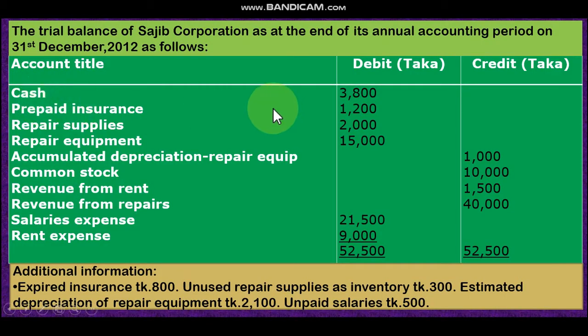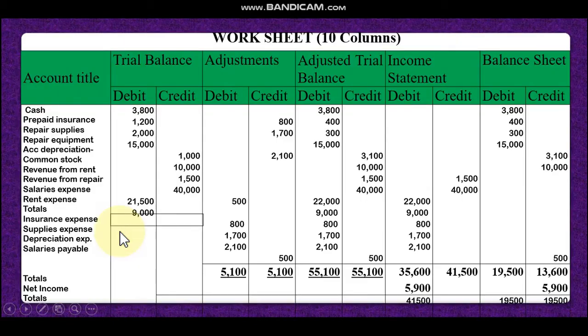Look at here, we have cash 3800, prepaid insurance 1200, repair supplies 2000, repair equipment 15000, then common stock, then revenue from repair, salary expenses, rent expenses. Dear student, our first activity is that we have to write cash to rent expenses. That means we have to write all items in this column. All account titles will be here, and the debit and credit balances from the trial balance. This is the trial balance we have to prepare at first.